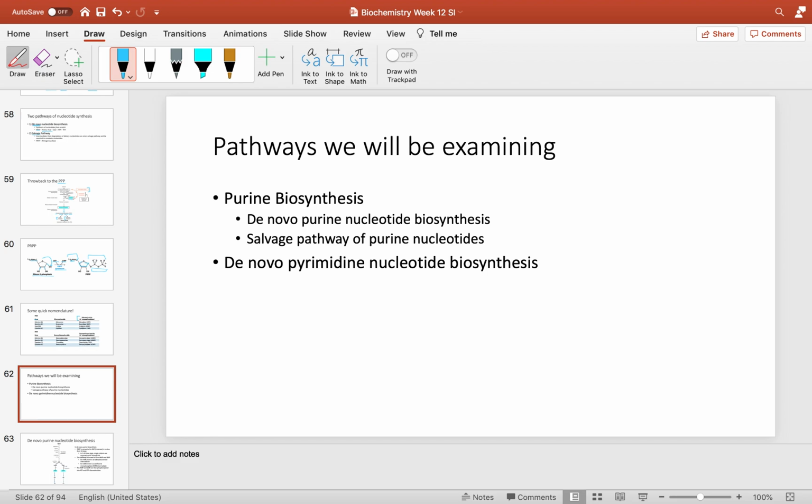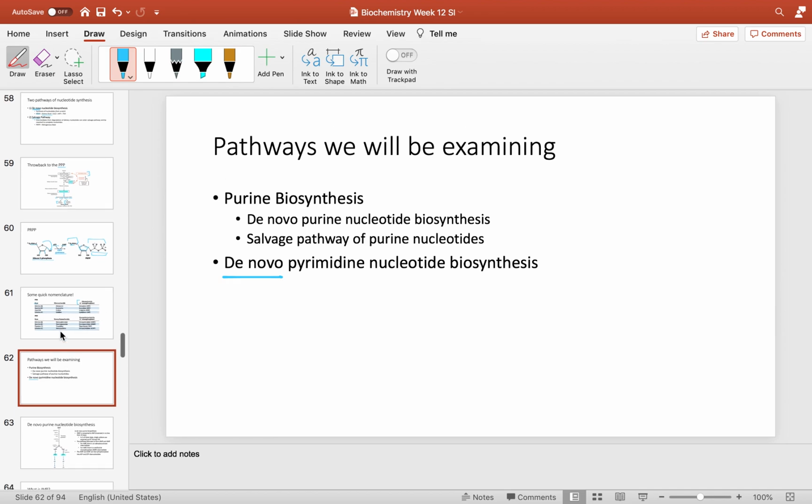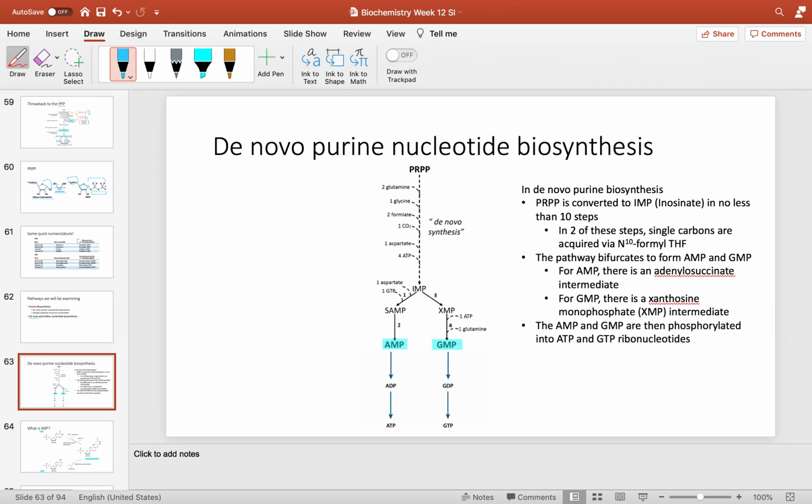So we'll be going over Purine Biosynthesis and then Pyrimidine Biosynthesis. I'll be covering the de novo pathway for purine as well as its salvage pathway. However, for pyrimidine, I'll only be covering its de novo pathway. So let's jump into purine synthesis, de novo. Remember, de novo means from scratch, so we don't have the base present. We'll have to make it on our own.